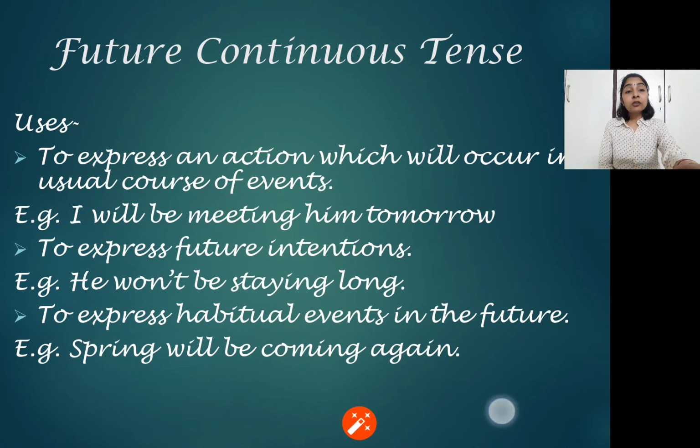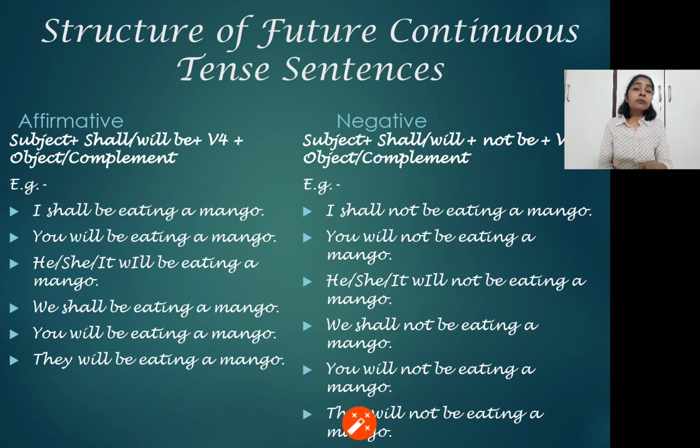Now what is the structure of these kinds of sentences? Again the same thing: subject, helping verb, but be is used here, because it will happen in future. So it will be happening in future, so be is used, and along with it the ing form of the verb is used. That means the fourth form of verb is used, and then the object or complement. So subject, then the helping verb here will be shall or will. With future we are generally using shall. With I and we we use shall, and with others we use will.